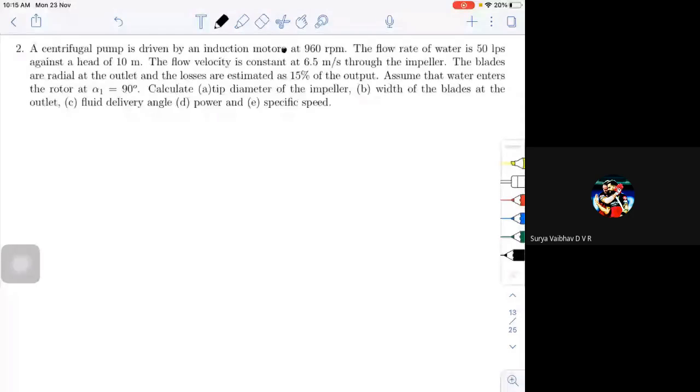What do you mean by 15% of the output? What are the losses actually? If you look at the losses, this means that my hydraulic efficiency is 85%. The hydraulic losses are 15%, so the efficiency is 85% or 0.85. That's the meaning of it. Assume the water enters the rotor at alpha 1 equal to 90 degrees. That means it's a radial inlet with VW1 equal to 0.